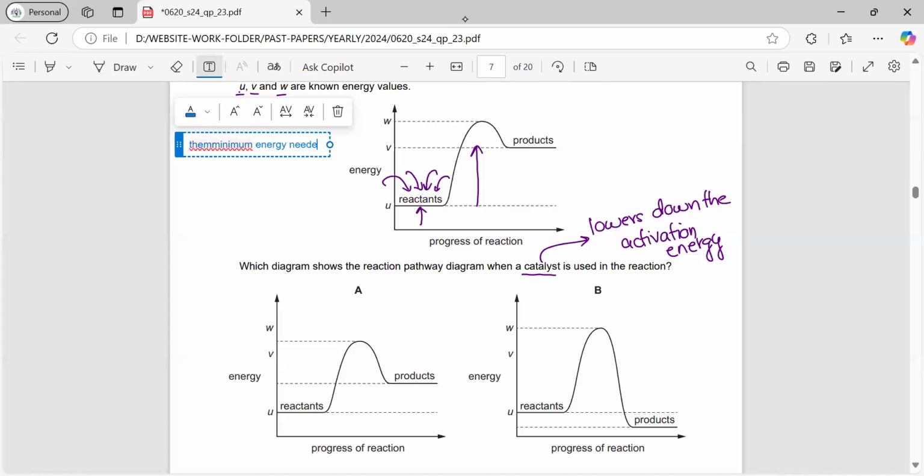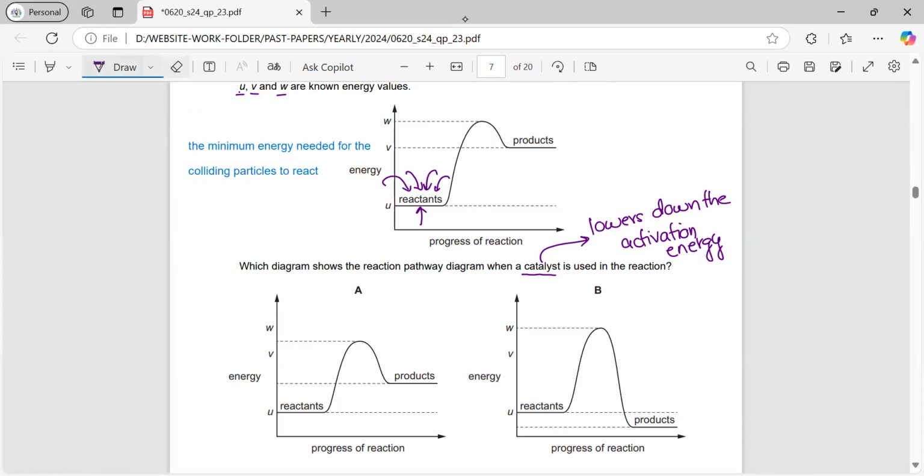minimum energy needed for the reacting particles, or the colliding particles, to react. So the minimum energy which is needed for the colliding particles to react with each other is called the activation energy. And the activation energy here is between the reactants and the peak of the mountain.